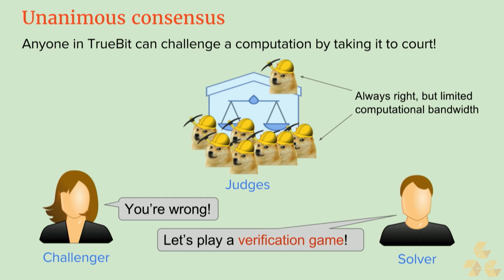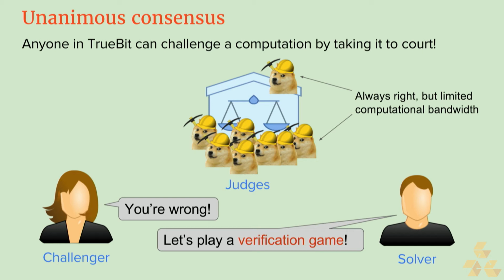So TrueBit is a unanimous consensus protocol. Anyone in TrueBit can challenge a computation by what we said, taking it to court, right? So, who lives in this court? Well, it's the judges. The judges are the Ethereum miners, right? So we assume that the judges are always correct, but they have limited computational bandwidth.